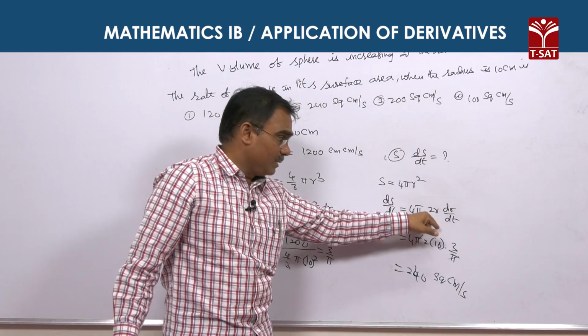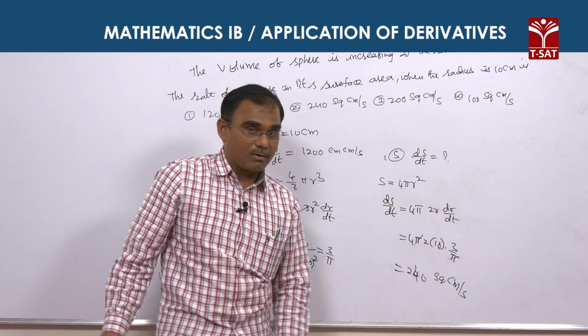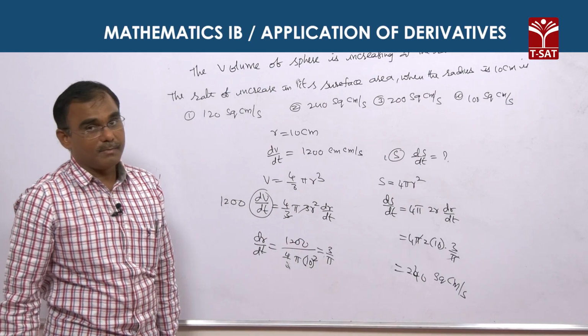From this dr by dt we already know, we find ds by dt. The rate of change in surface area is equal to 240 square centimeters per second.